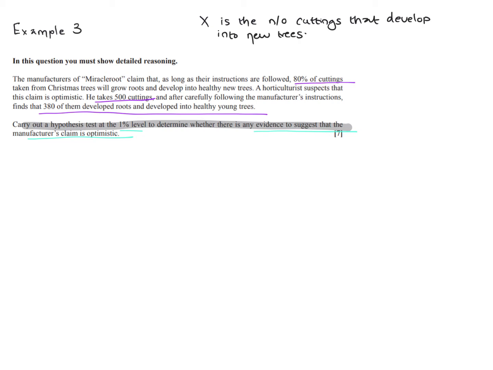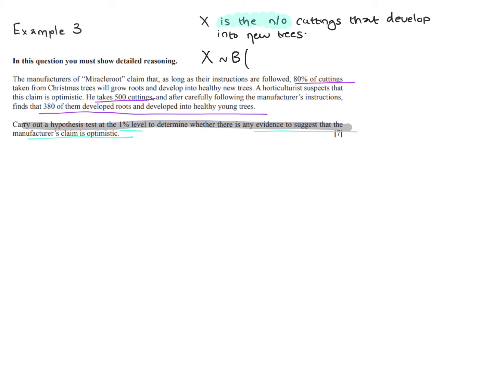Now, as soon as you see this, x is the number of, then you're counting the number of cuttings. Now, the cuttings have 2 options. They develop into new trees or they don't develop into new trees. That's a good indication of the binomial distribution. We also have a finite number of trials here because we only have 500 cuttings in the sample. So all of these are good indicators that we are dealing with the binomial distribution. So always define your random variable x that you're working with so you know what type of hypothesis test to run. Now let's set up the distribution of x.